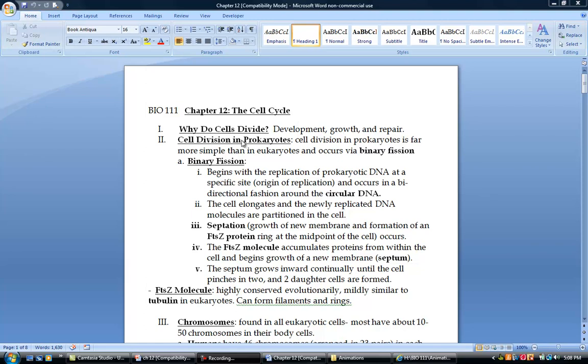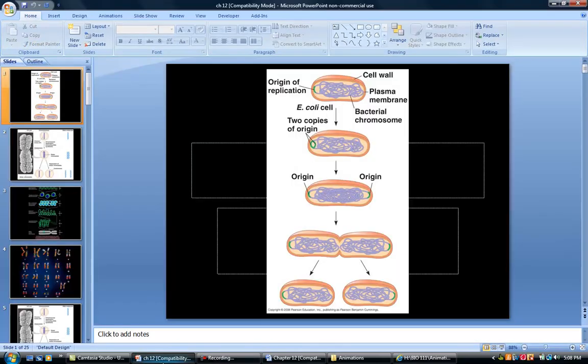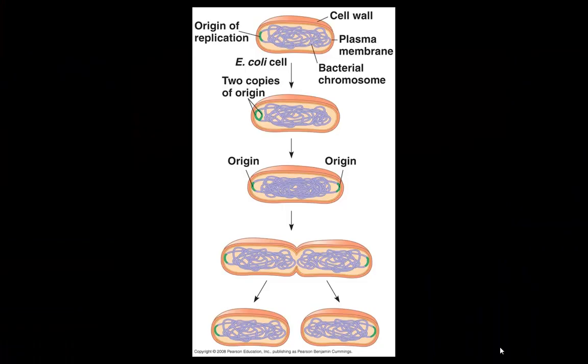So cell division is going to be different in prokaryotic cells, which is bacteria, remember, versus eukaryotic cells, which is the type of cells that we have. In prokaryotes, it's really simple because they don't even have a nucleus and their DNA is just kind of floating around. This picture shows you what binary fission looks like, and binary fission is actually how prokaryotes divide.